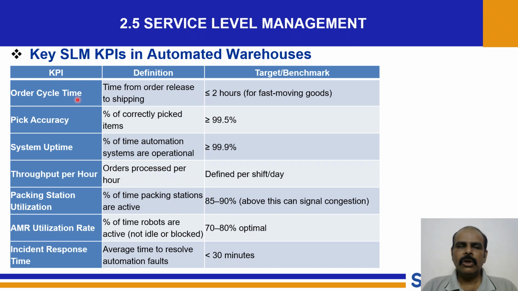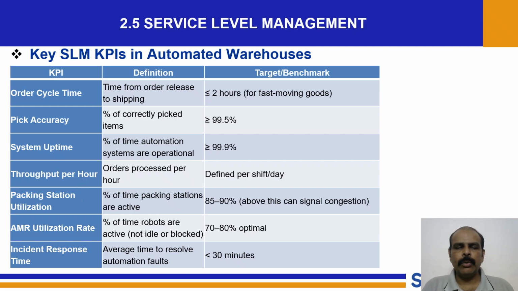Then pick accuracy. You can see the tolerance is just 0.5% of error. If a product has been asked for with a specification, say color, it has to be picked up properly. Then system uptime, that is the purpose of automation, so that has to be taken care of. Throughput per hour, per day or per shift, or you can set the frequency as 1 hour or whatever may be the case. That target has to be met. If that target has not been met, you should have an alternative plan to accommodate the missed targets.